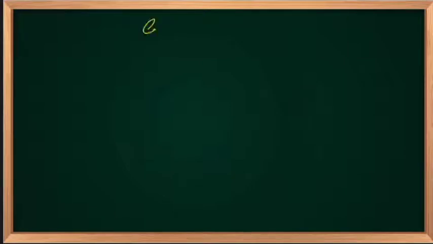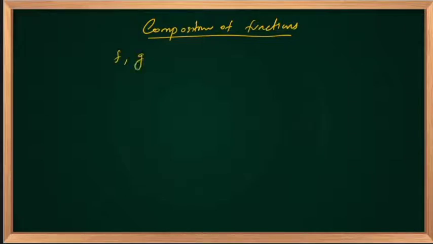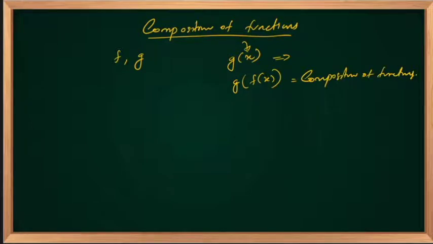Now let's see the composition of functions. If you have two functions f and g, then you can pass, for example, g of x. That means you can pass the value x and produce some output. That is a function, right? So instead of x, you can even pass a function, that is f of x. Okay, then this is called the composition of functions. So here the function g is actually taking the function f of x. Okay, so we usually write this as g composition f.